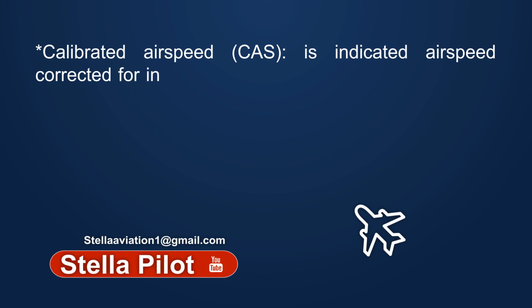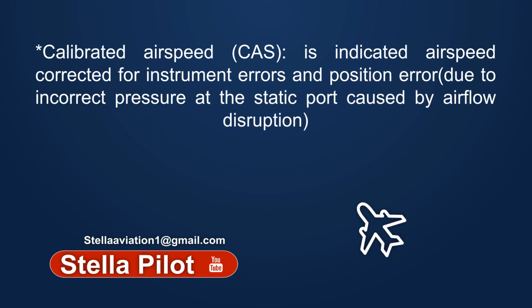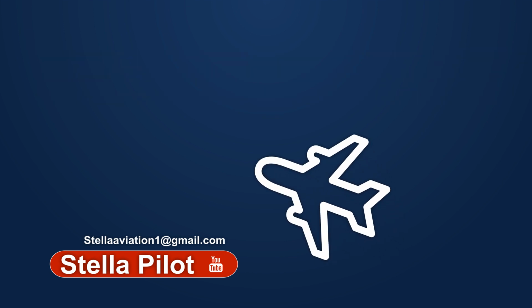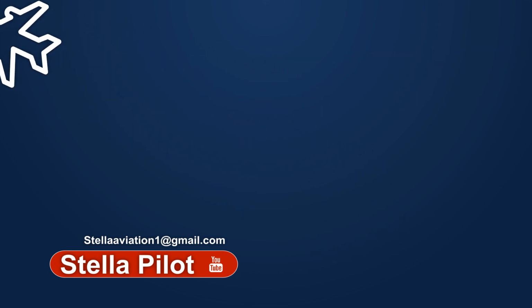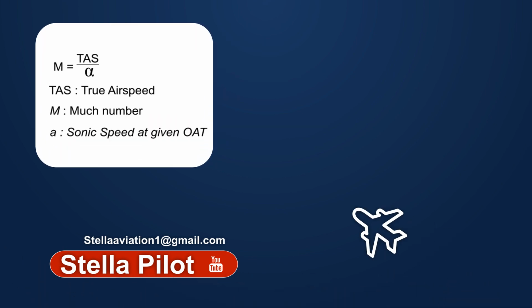Calibrated airspeed is indicated airspeed corrected for instrument errors and position errors. We have a very useful formula here, and if you know it, you can answer many questions about true airspeed and Mach number. From now on, it's very easy to answer a question like this.